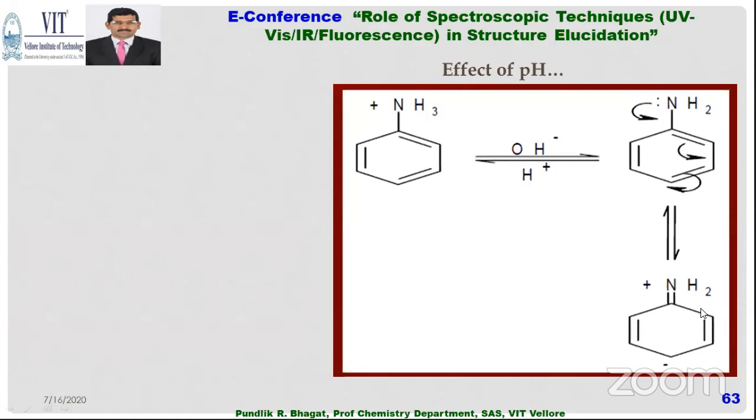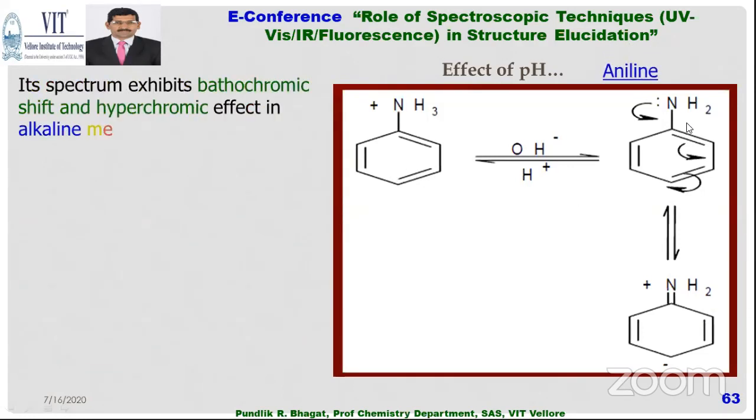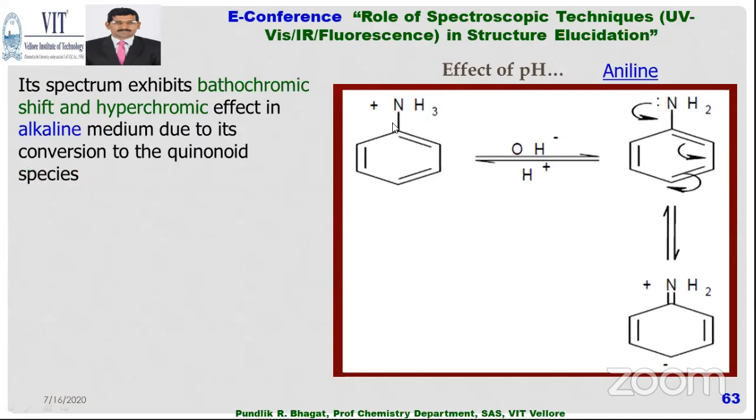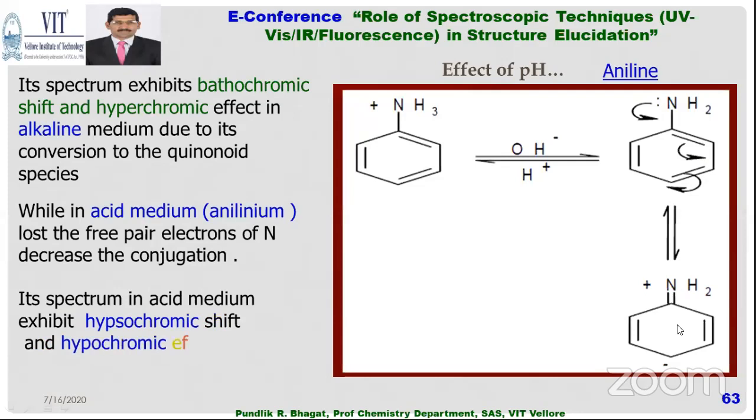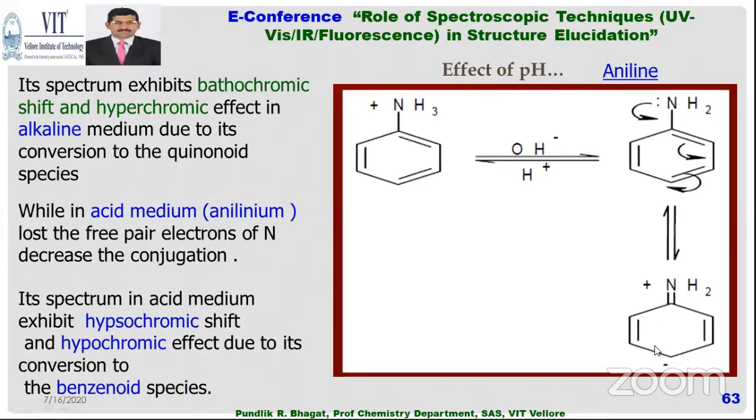Similarly, another beautiful example, which was repeated in the previous slides, but here it is shown how it is the anilinium in acidic medium. So it is losing the conjugation. But in alkaline medium, you will find here it is forming aniline along with formation of the conjugation. So this is decreasing the wavelength of absorption, that is called a hypsochromic with hypochromic effect.